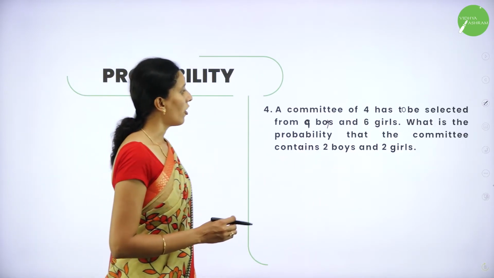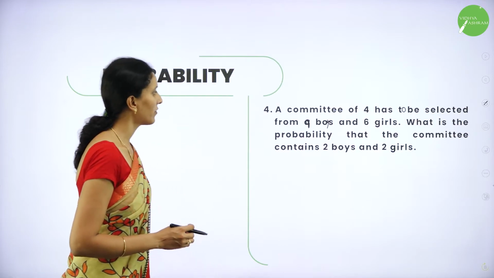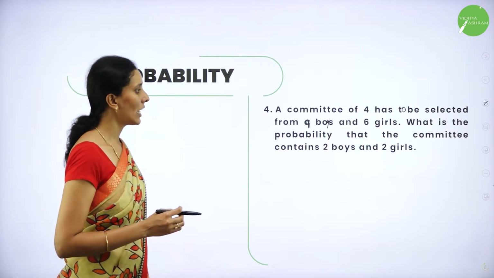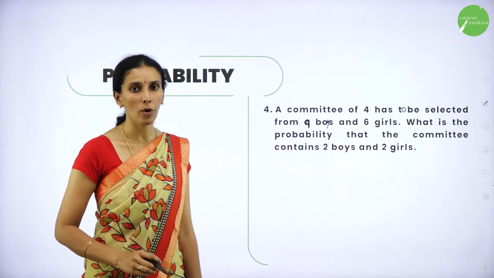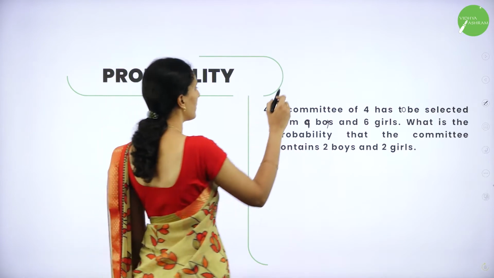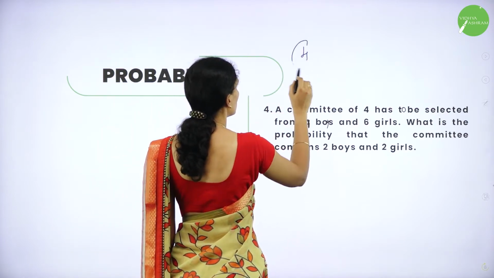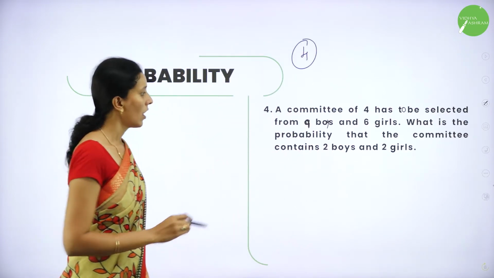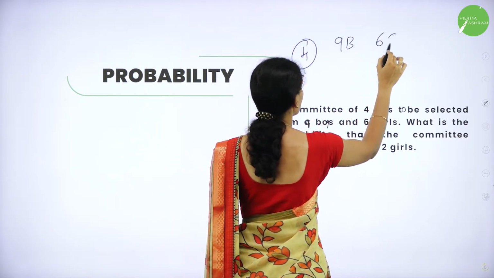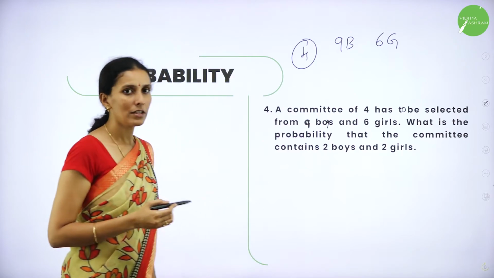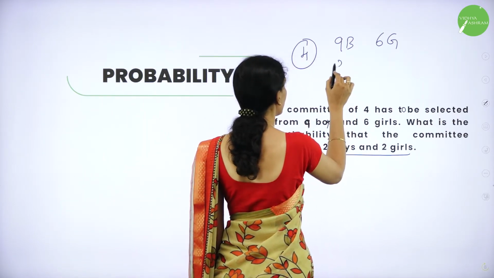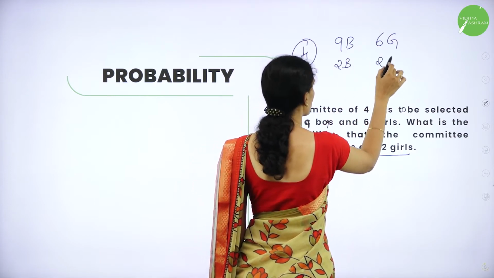A committee of 4 has to be selected from 9 boys and 6 girls. What is the probability that the committee contains 2 boys and 2 girls? So here I have to form a committee of 4. So this is my selection out of 9 boys and 6 girls. They have given the selections also. They should contain 2 boys and 2 girls.